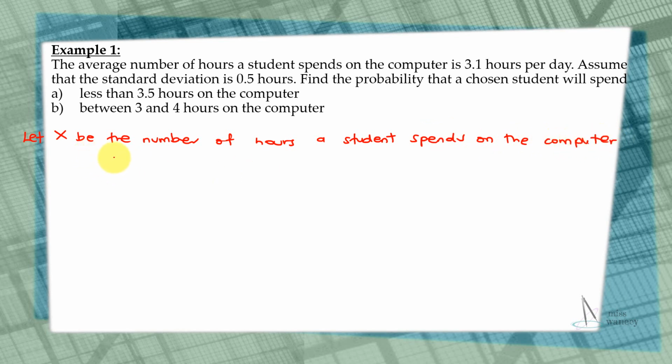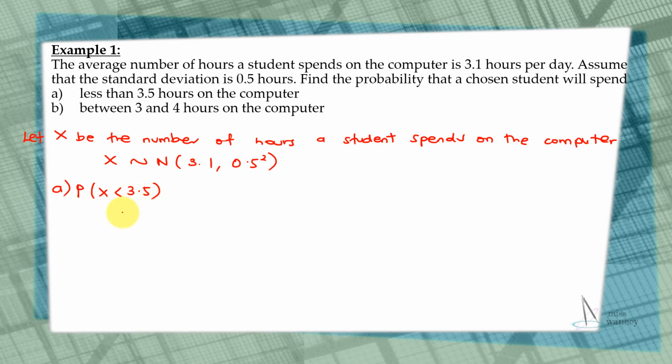Okay, so we can say X is normally distributed. So the mean is 3.1 because we have average 3.1. The standard deviation is 0.5, so that means this one should be 0.5 squared. So remember, the second one is a variance, so you should square the standard deviation. So A, probability less than 3.5 hours. So we are looking at probability for X less than 3.5.